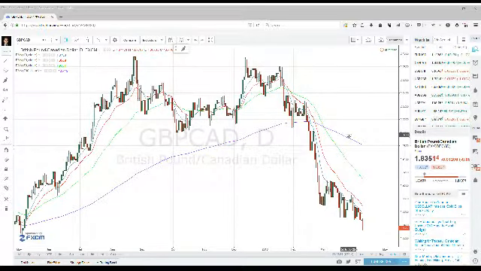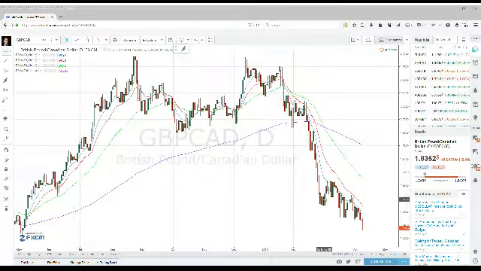Now you want to make sure that you have at least 10 candlesticks before you enter any trade. So when the moving averages are in the right order, starting from here, you want to make sure that the candlesticks are below the 10 period moving average, meaning this one here, and that they stay below for at least 10 candles.